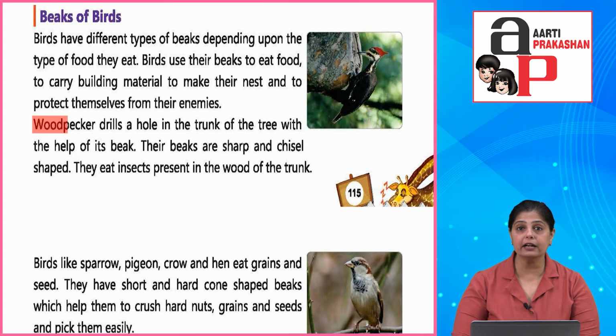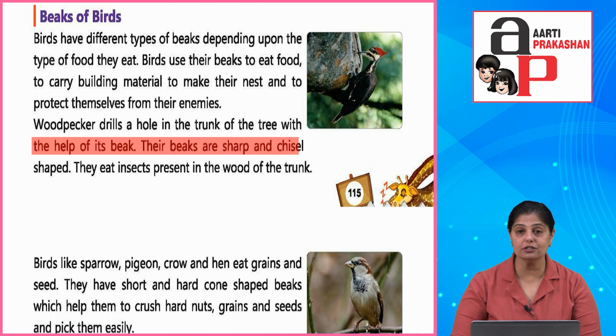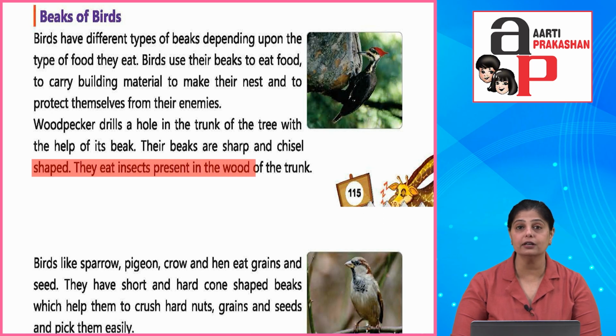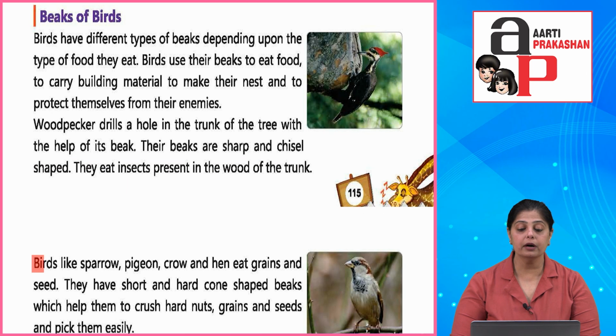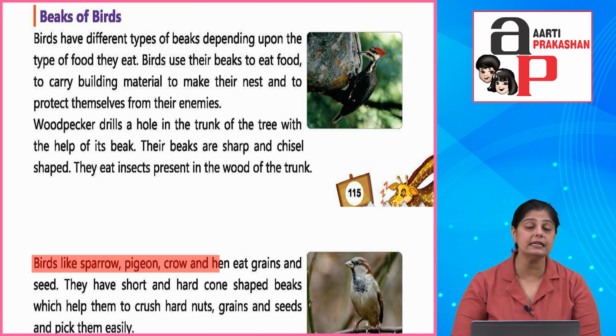Okay, now woodpecker जो होते हैं, they drill a hole in the trunk of the tree with the help of its beak. Their beaks are sharp and chisel shaped. They eat insects present in the wood of the trunk. Birds like sparrow, pigeon, crow and hen, they eat what? What do they eat? They eat grains and seeds.